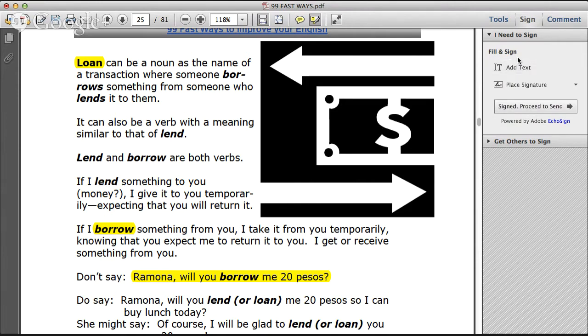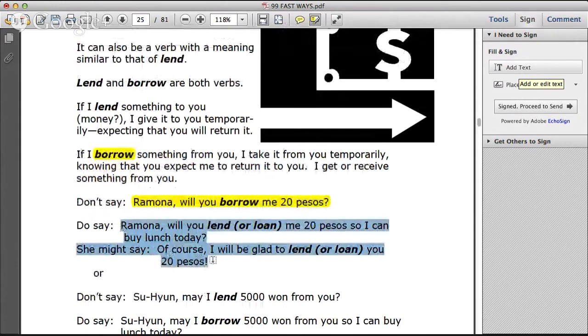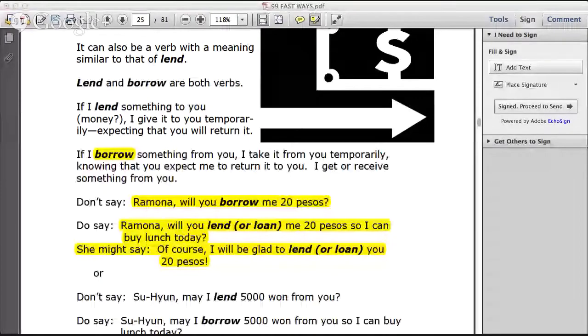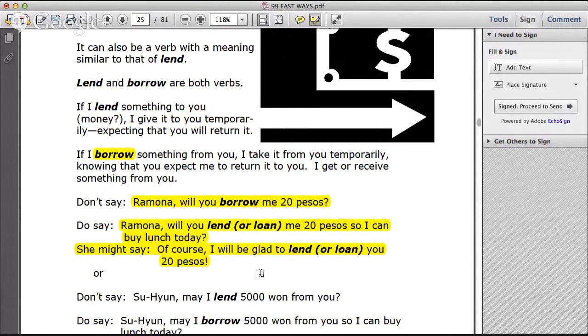if I were to ask a question, let's take a look at what we should say here. I want to take a look at these because it just has it written out nicely. Before we get too deep into it, Duong, let me have you read what we should say, from Ramona down to 20 pesos, please. Don't say, Ramona, will you borrow me 20 pesos? Do say, Ramona, will you lend or loan me 20 pesos so I can buy lunch today?